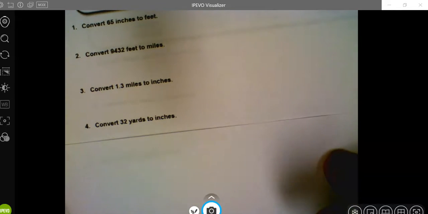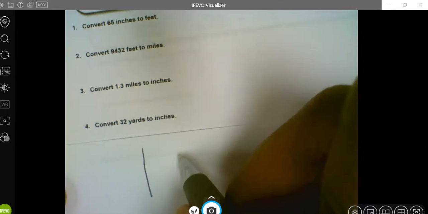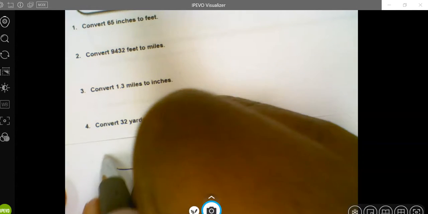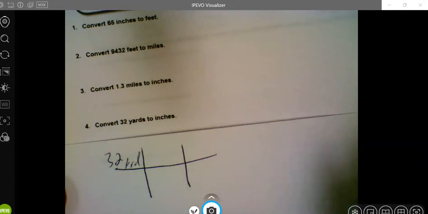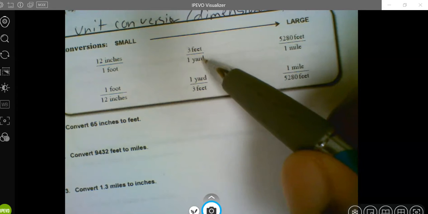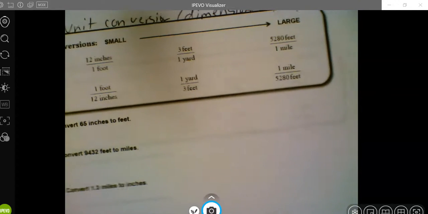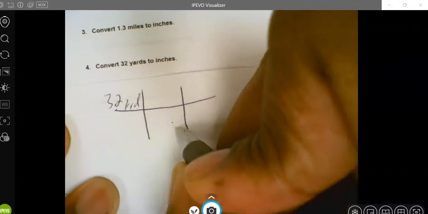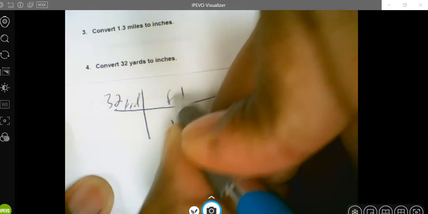And the last one says convert 32 yards into inches. So once again, we're gonna come up with our little table. It's gonna be 32 yards here. And I'm gonna go from yards to feet, because yards and feet go together better. Like 3 feet gives you 1 yard. That's a conversion that most people know. So that's true. I'm going to put yards on the bottom. So yards go here and feet go here.